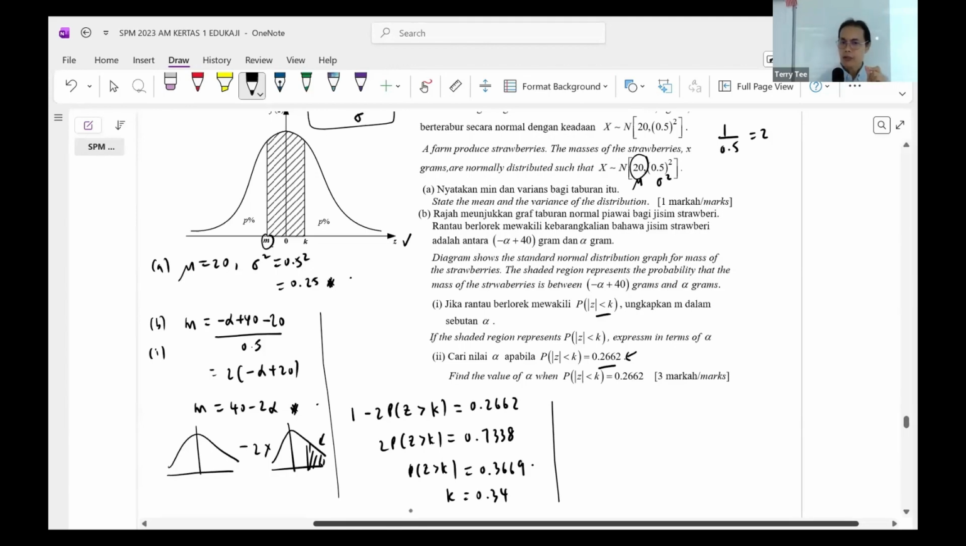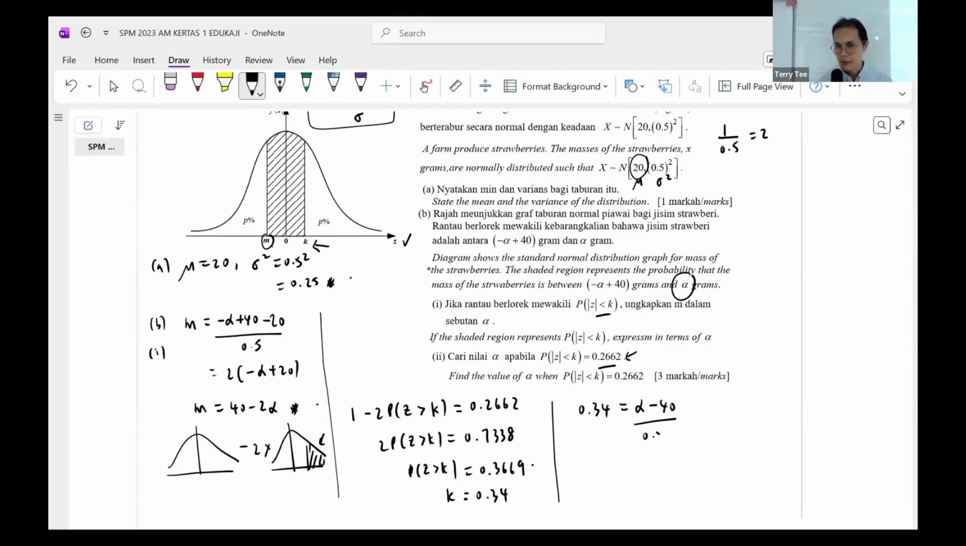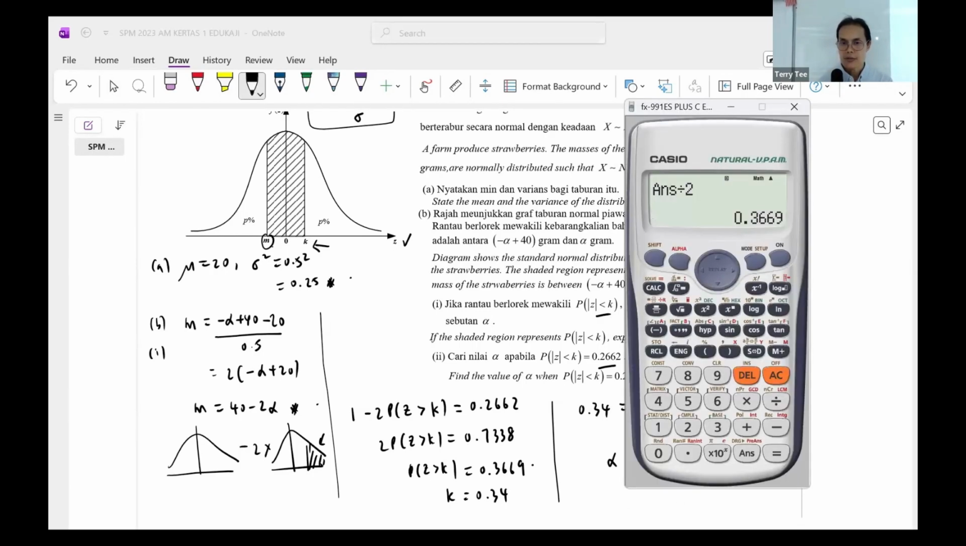We're not done yet. Now we are finding alpha. Okay, just now I standardized the lower tail. I got my M in terms of alpha. Next, I need to standardize my upper tail because your K is your Z value. Remember, I'm using this formula here, x minus mu over sigma. My alpha is my x value. My K is my Z value, 0.34. Alpha minus mean, divide standard deviation. You're solving for alpha.